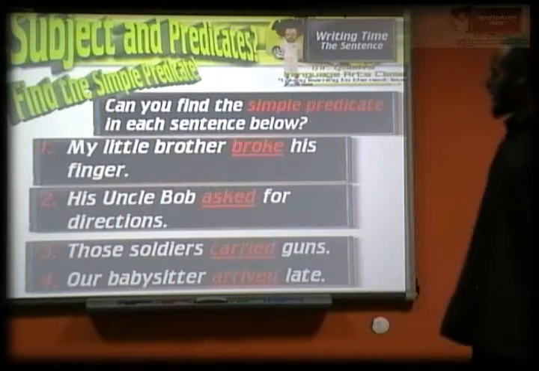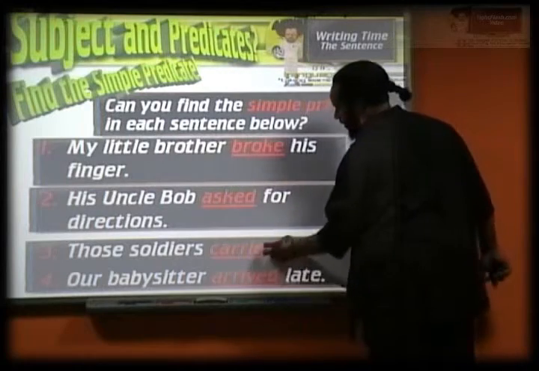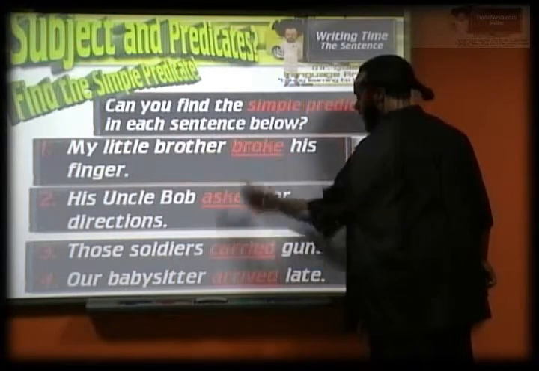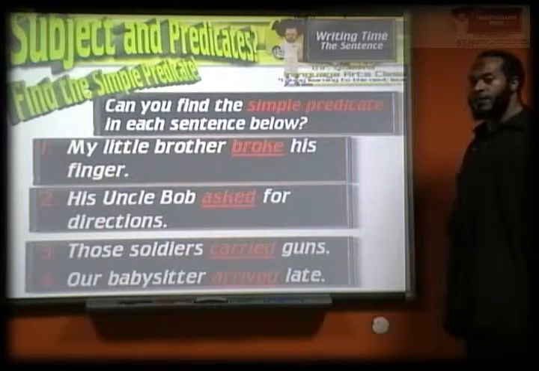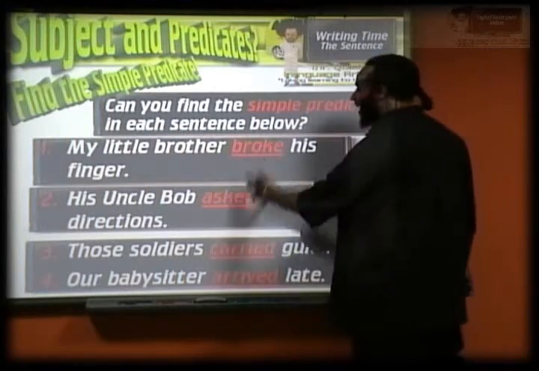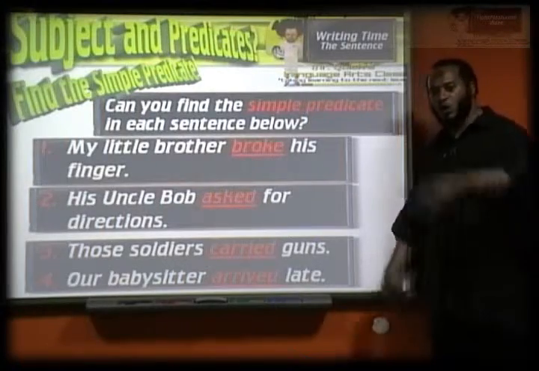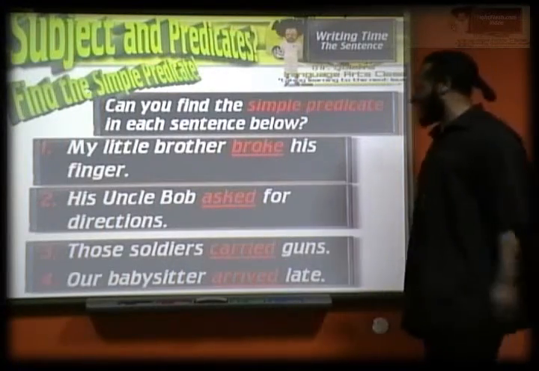predicate. If you notice, each one of these simple predicates here is the verb of the sentence. You look for the verb or the complete verb, and you will find your simple predicate. This is how it usually goes down in the world of sentence structure.